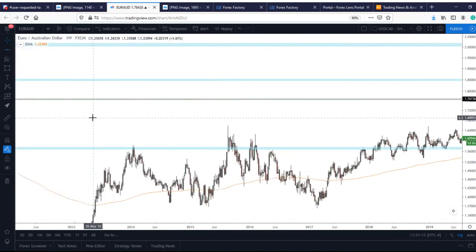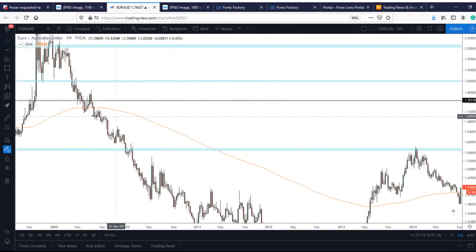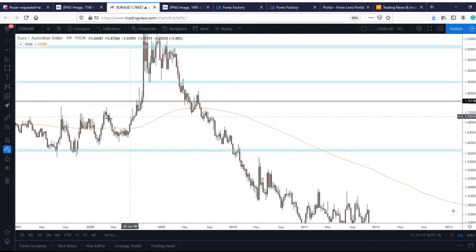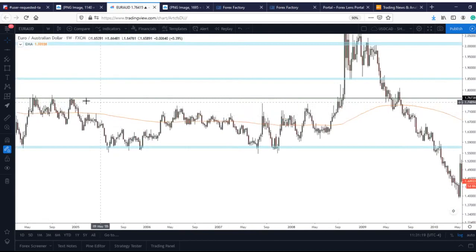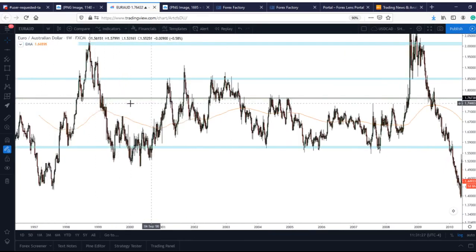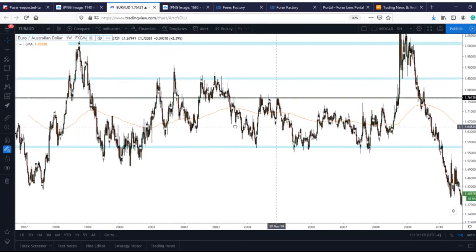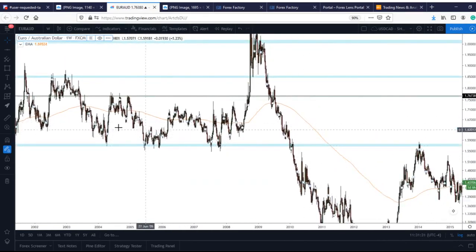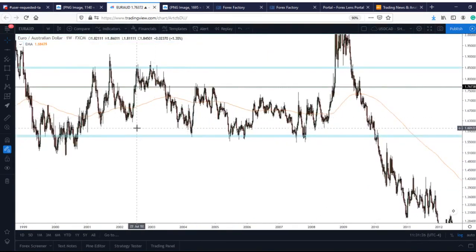So you can see if I zoom in while moving to the left, you can see resistance in the past here, resistance multiple times here, resistance multiple times here, resistance turns support, so support here. So you can see that similar price action happening at that level, and so that's a key level for us. And at the same time, we'll be looking for a weekly support.